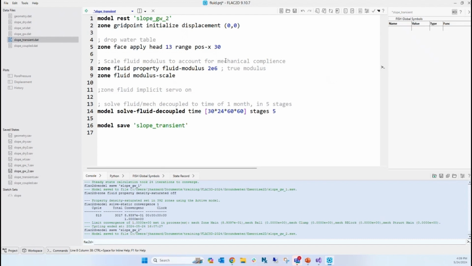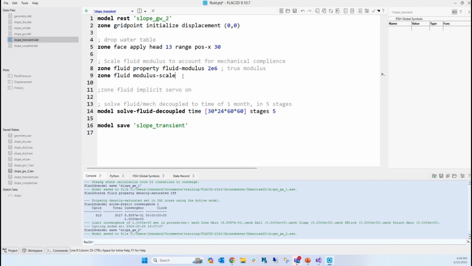Now, because we're doing only a fluid flow part here, we're not doing the coupled part. We're not doing true coupling. We're going to do just the fluid flow part. We need to account for the mechanics. We need to account for the storativity, the stiffness of the solid material. And so there was that equation, and you could go and work it out by hand, but you don't need to do that anymore in version 9.1. You just give this command zone fluid modulus scale, and it will work out what the fluid modulus should be to account for the fact that we're only doing fluid analysis.